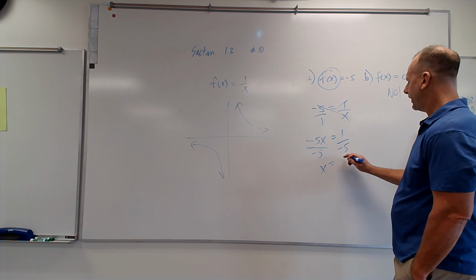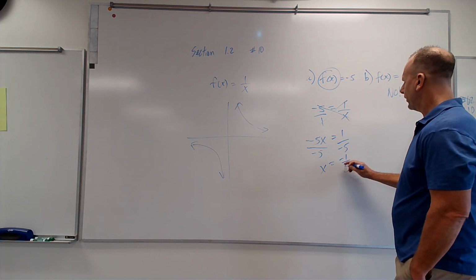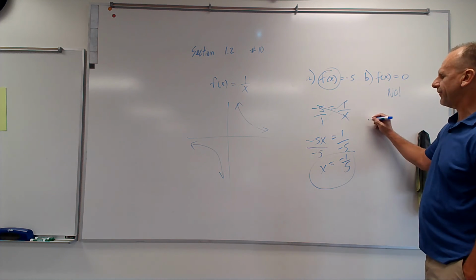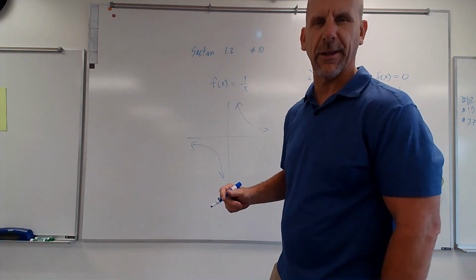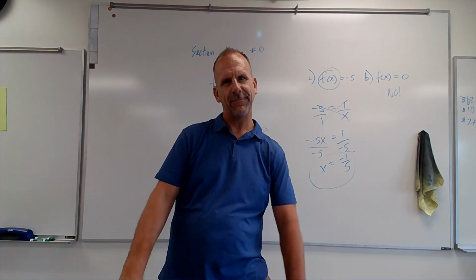x equals negative 1/5, which is the answer we got before, just in decimal form. If you divide 1 by 5, it's the same as the decimal answer. That's it. Good luck.